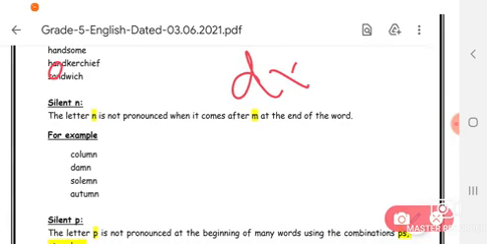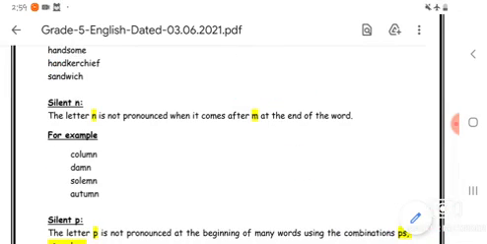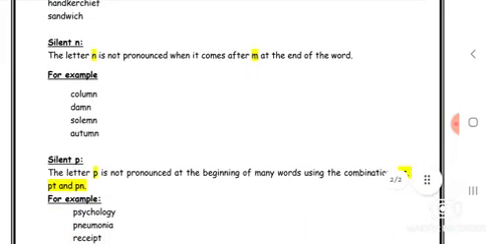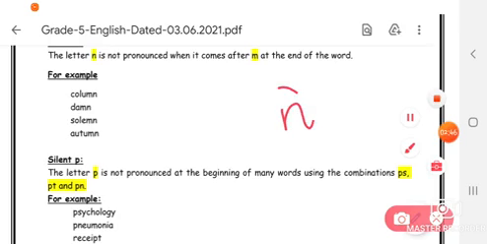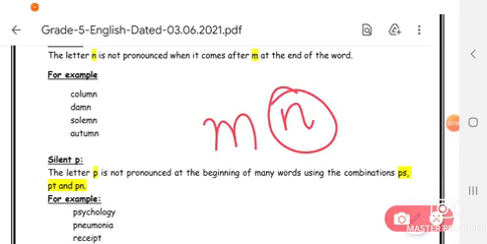So D is silent. Now the silent N. The letter N is not pronounced, or is silent, when it is at the end of the word and the letter M precedes it, like in column, damn, solemn, autumn. In all these words, the letter N is not heard.